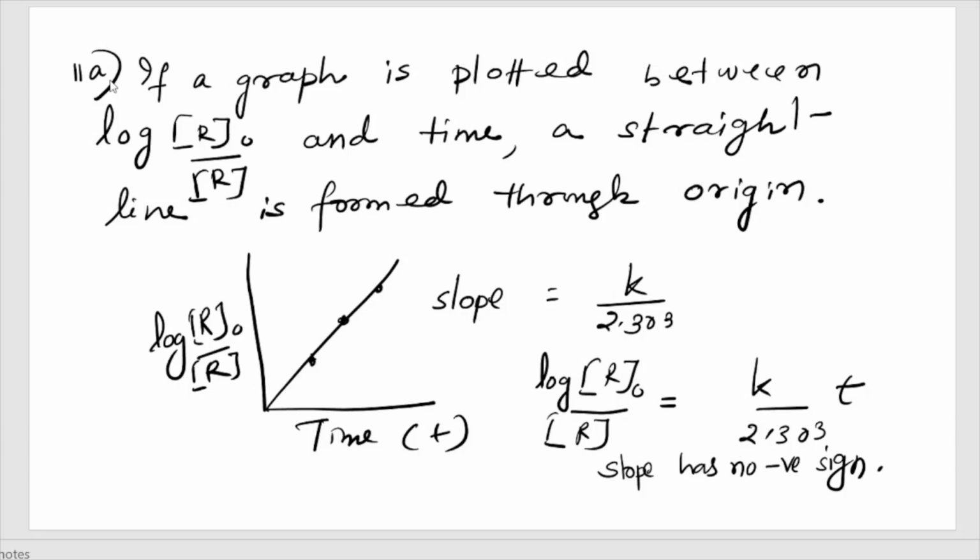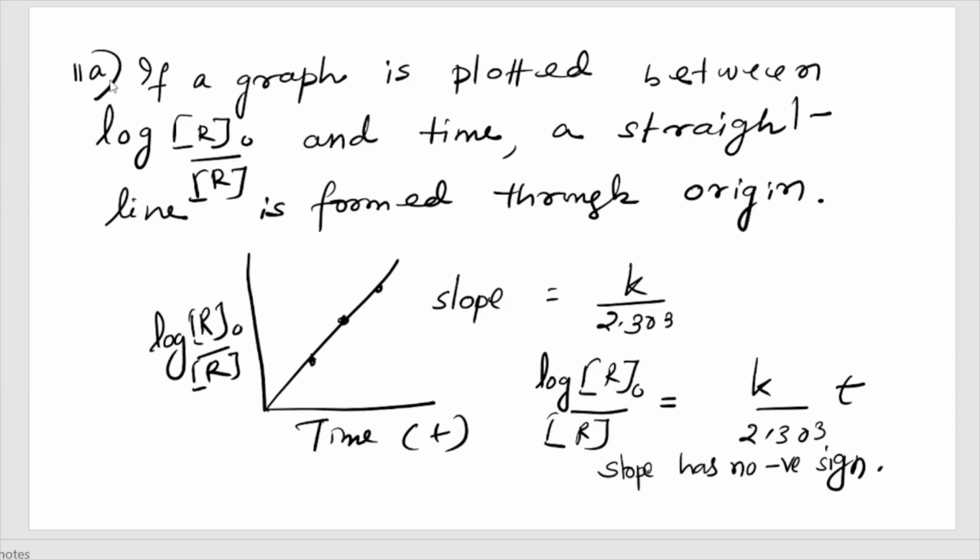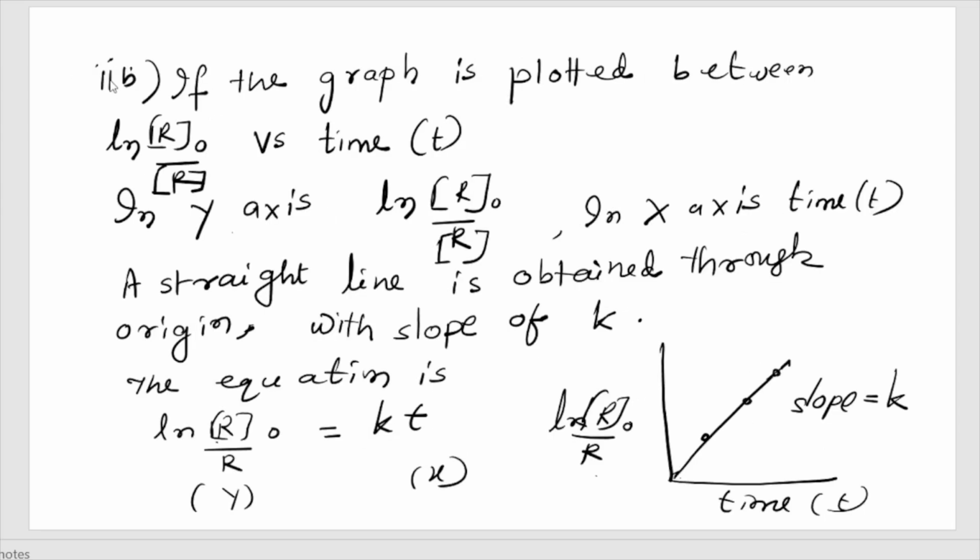So these are the graphs which I have explained in first order, that is introduction part 2. Now we'll proceed to the gas phase. But before that, you will see ln R0 divided by R versus time. So here also slope equal to k.